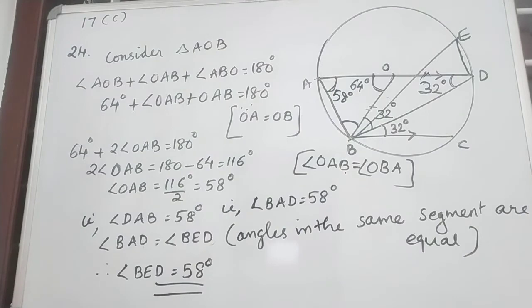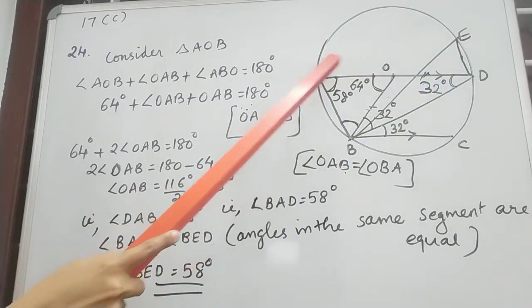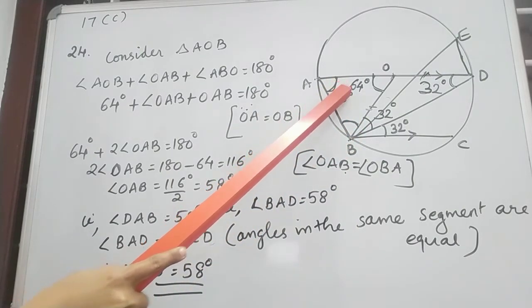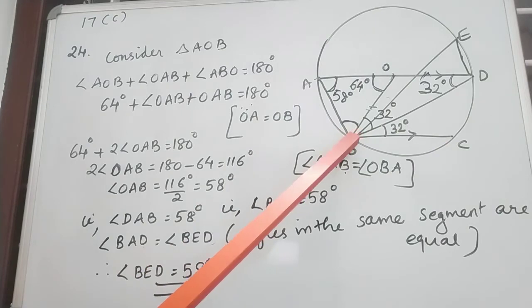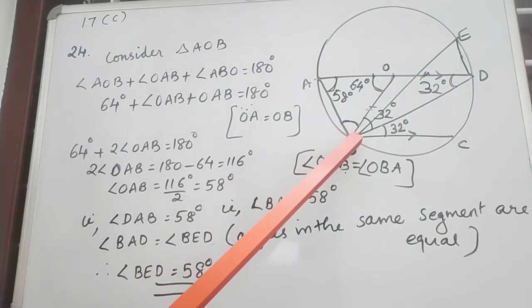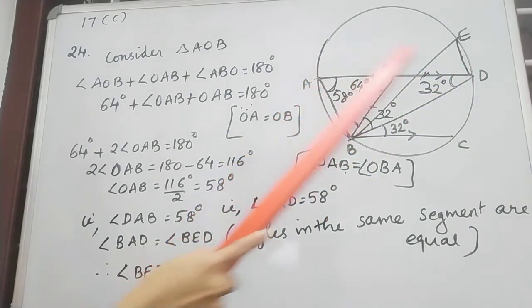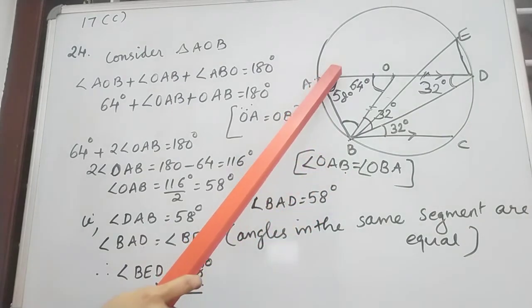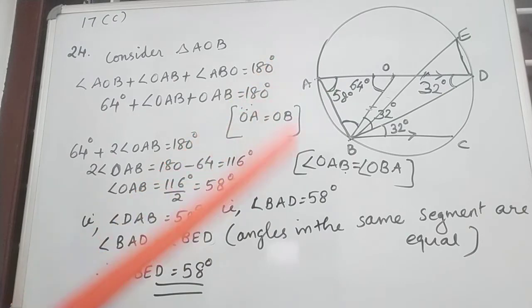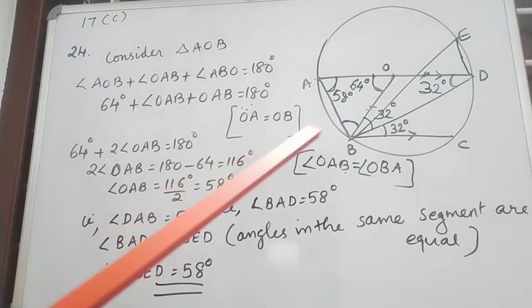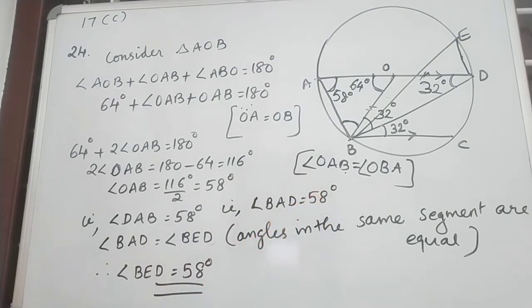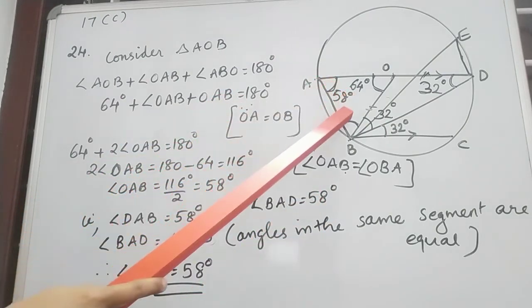Now we got OAB is the same as DAB. That is the same angle, no? 58 degrees. Instead of DAB, we can say that angle as BAD also. So BAD is also 58 degrees. Same angle A is there. Look at BAD. BAD is 58.